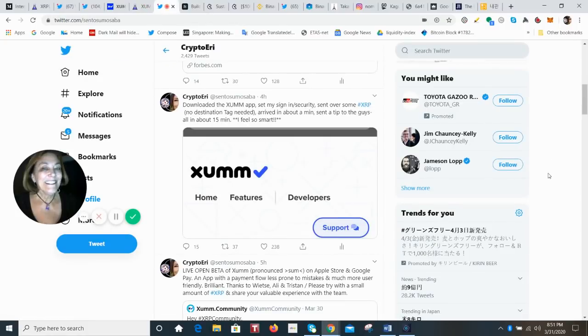So like I said, it is just something that I set up, and you don't need a destination tag. That was the only thing that kind of threw me, where I took pause to wonder if I was doing it right. And it just took about, wow, a minute for my XRP to go from one wallet to my SUM wallet, and then I was able to send those guys a tip. The whole process took about 15 minutes. Yeah, I feel so smart.